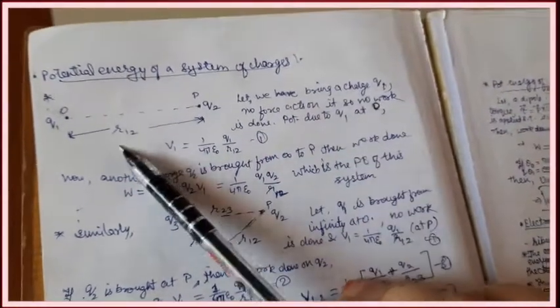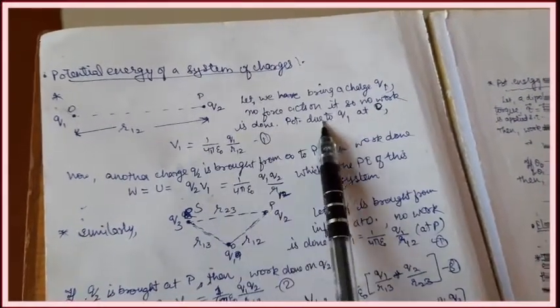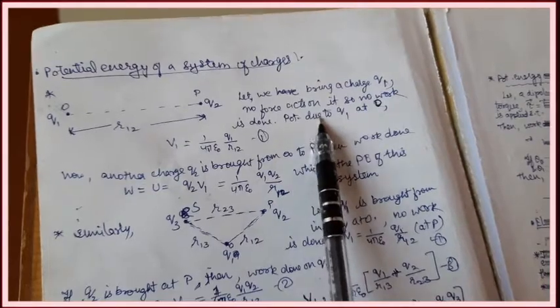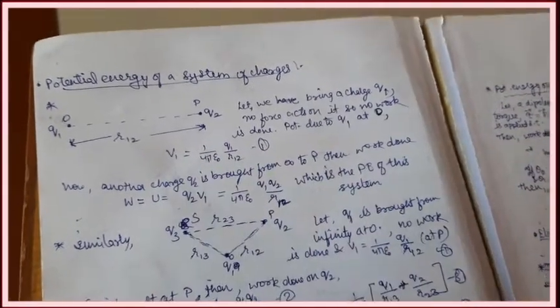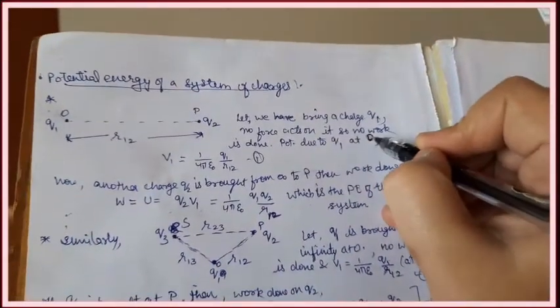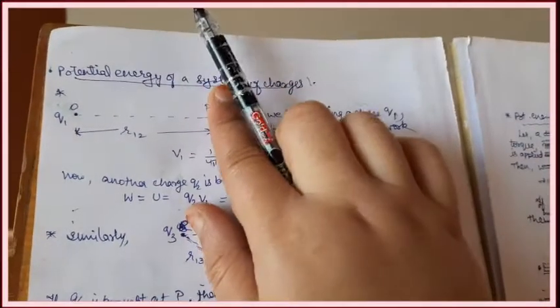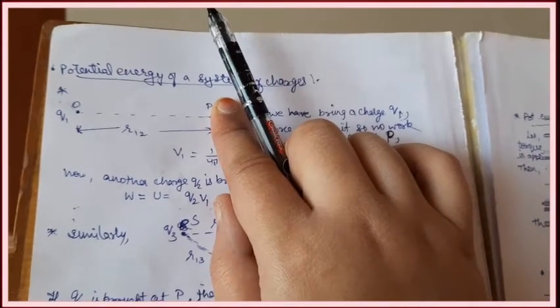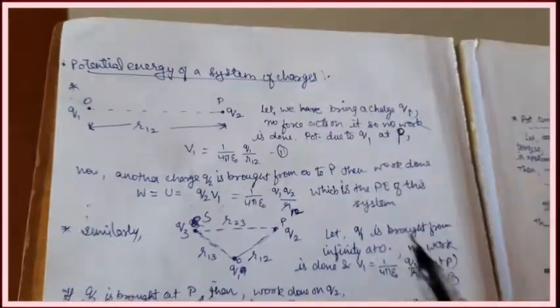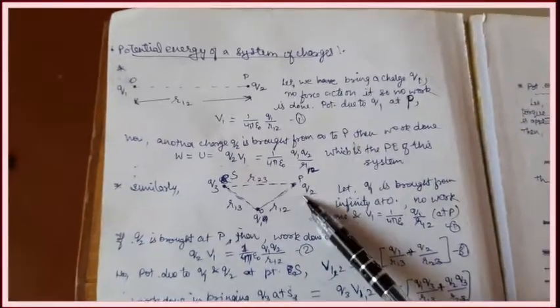Now there is q1 which has been kept at point O. So no work is done, and we can determine the potential due to q1 at a point P. Right now there is no charge at P, but the point P is here. If the distance is r12, then potential is 1 upon 4 pi epsilon q1 by r12. It's very simple, we have already learned about the expression for potential.